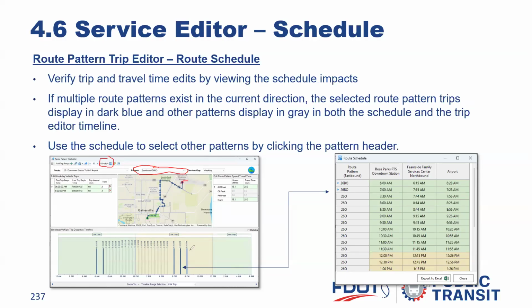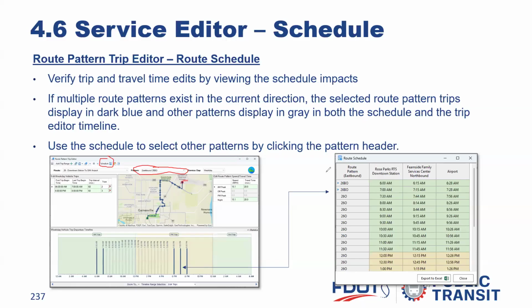So what happens in the trip editor is if you have multiple patterns in the same direction, so this is eastbound, if you have other eastbound patterns, it will show all of the trips for other eastbound patterns as grayed out in the timeline. So you see them all together in one timeline, right? And so you can edit appropriately on the given pattern that you're on.